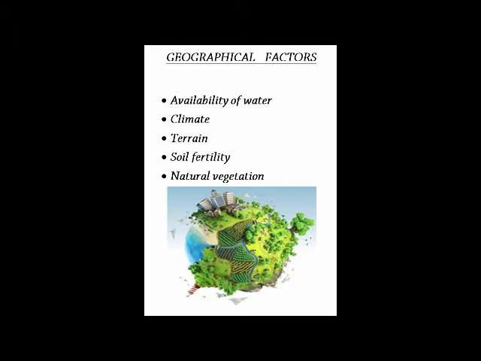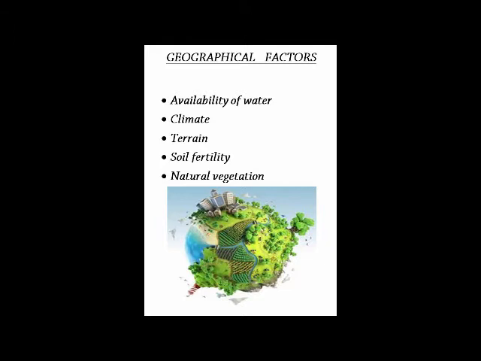Now, soil plays an important role in determining the population. Areas with fertile soil are highly populated because of high agricultural production, whereas the desert areas with infertile soil are sparsely populated. The next point is natural vegetation.